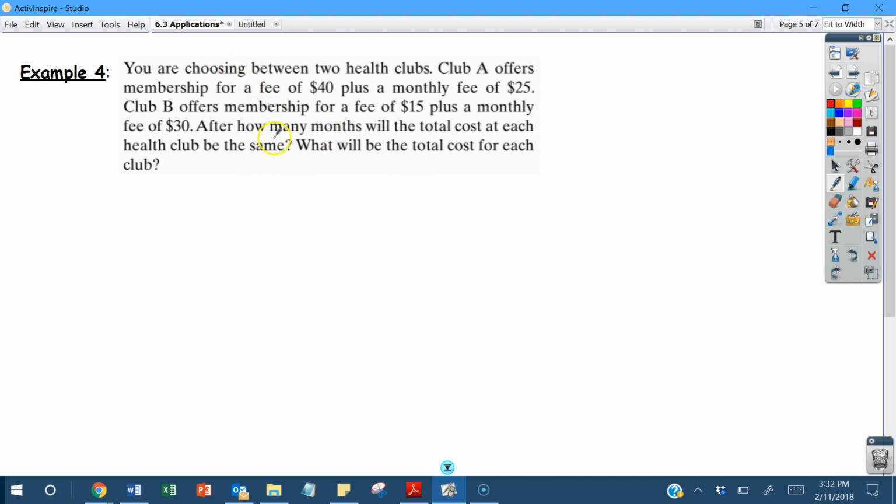So in this case, we want to identify the variable first. And in this first question, I see something very similar to the last example. This says how many months. So just kind of like how many years, how many months. We want to, at the end of the day, say how many months until those club memberships end up being equal. So this is our unknown, the months. Let's call that M. This is the number of months you're at the gym. So you're paying monthly. You're going to pay a certain amount every month.